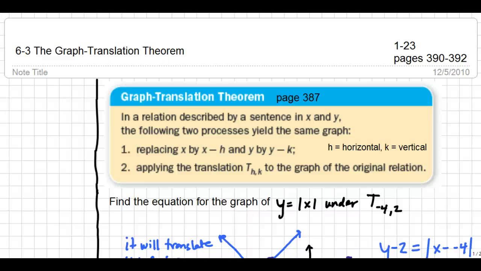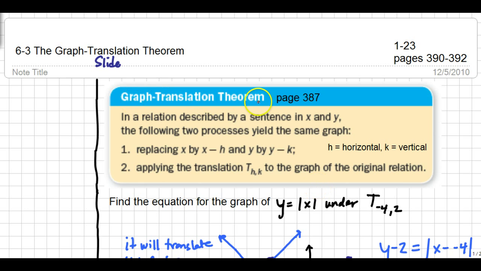This lesson is for Advanced Algebra, Lesson 6.3 on the graph translation theorem. We're going to use the graph translation theorem today in two ways. The first way is with the absolute value, and then we're going to do it again for quadratics. Know that a translation is also called a slide. So all we're going to be doing is taking either the absolute value function or a quadratic function and sliding it to a new location.